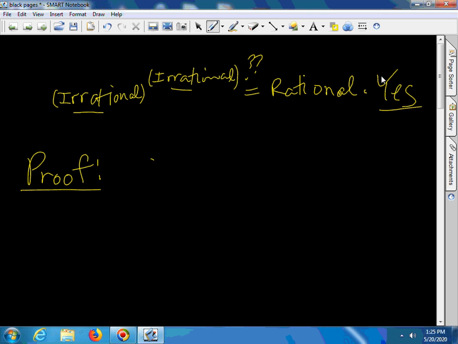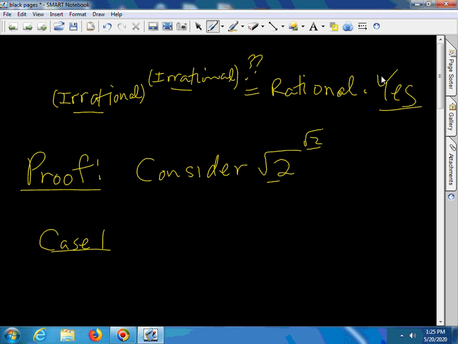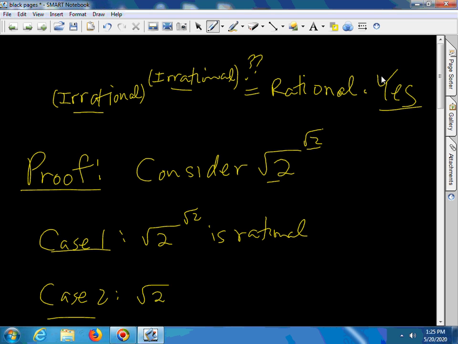Okay. So consider the square root of 2 raised to the square root of 2. So there is an irrational number raised to an irrational number. Now we have two cases. Case 1 and case 2. Case 1 is the square root of 2 raised to the square root of 2 is rational. And case 2 is the square root of 2 raised to the square root of 2 is irrational.